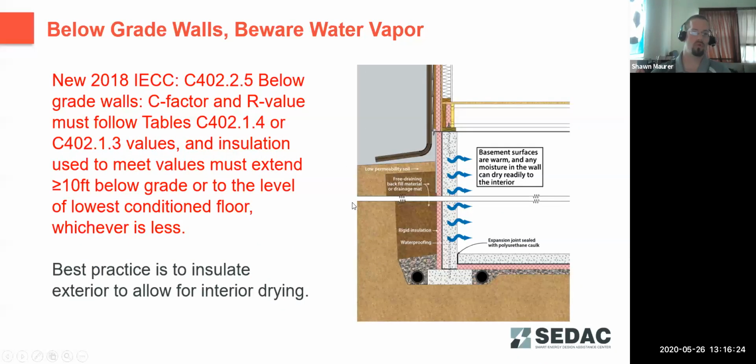For below grade walls, new to the 2018 IECC, insulation used for C factor and R value compliance must follow those table values, and insulation must extend to 10 foot below grade or to the lowest level of the conditioned floor, whichever is less. So if your conditioned slab is only 8 foot below grade, your insulation only has to go down 8 feet.